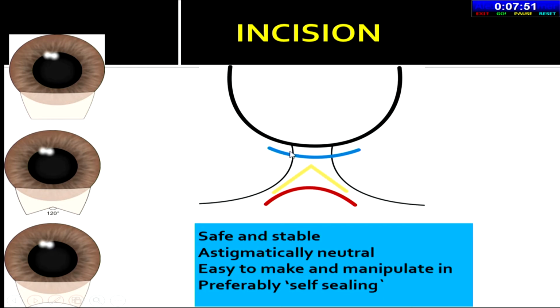Now this is an imaginary area which was described by Dr. Koch, the incisional funnel, and he stated that any incision which is placed within this funnel would induce the least amount of astigmatism. So clearly you can see the closer you are towards the limbus, the more astigmatism you are going to induce. With a curvilinear incision, it's going out of this funnel.